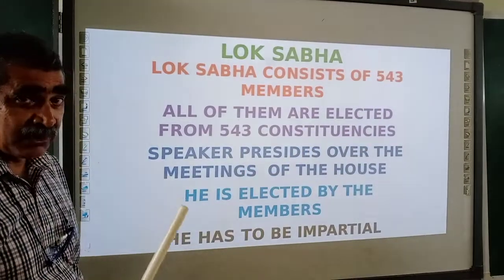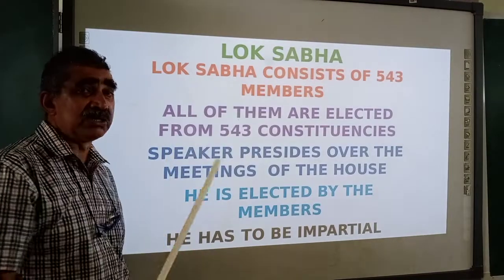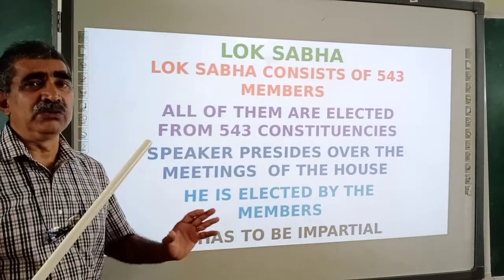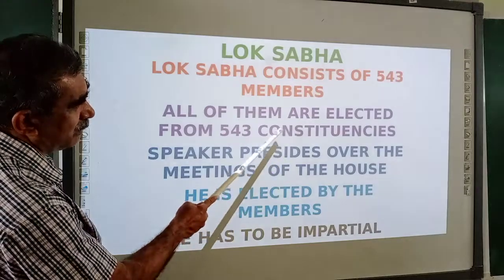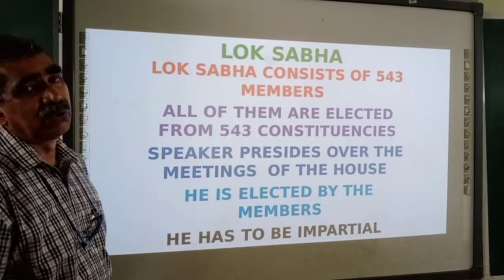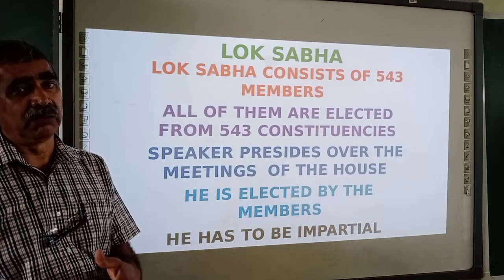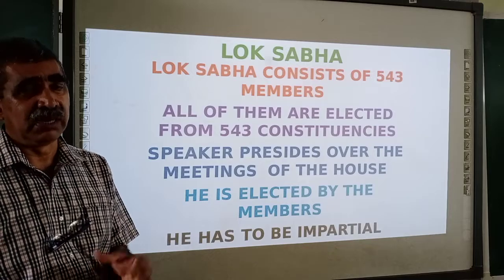These 543 members are elected from 543 constituencies of India. All of India is divided into 543 constituencies, and all those members are elected from them, like Bijapur, Gulbarga, Bangalore Rural, Bangalore Urban, Chitradurga, Bellary, the different constituencies.